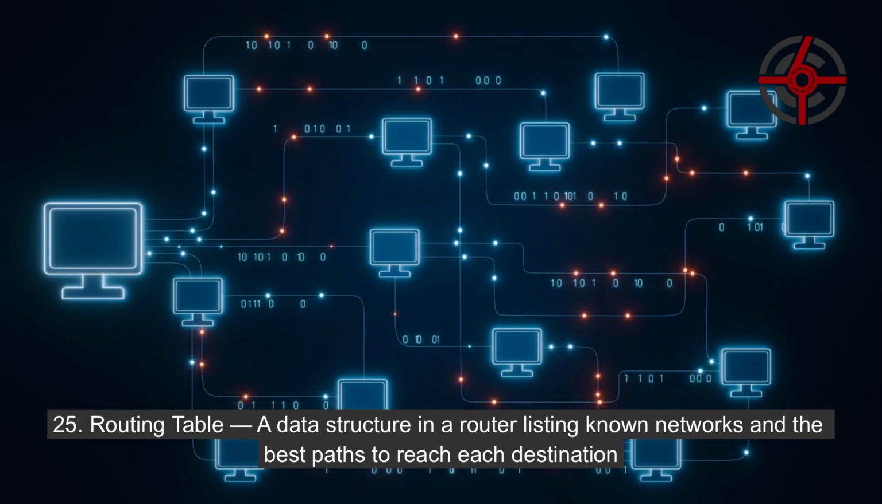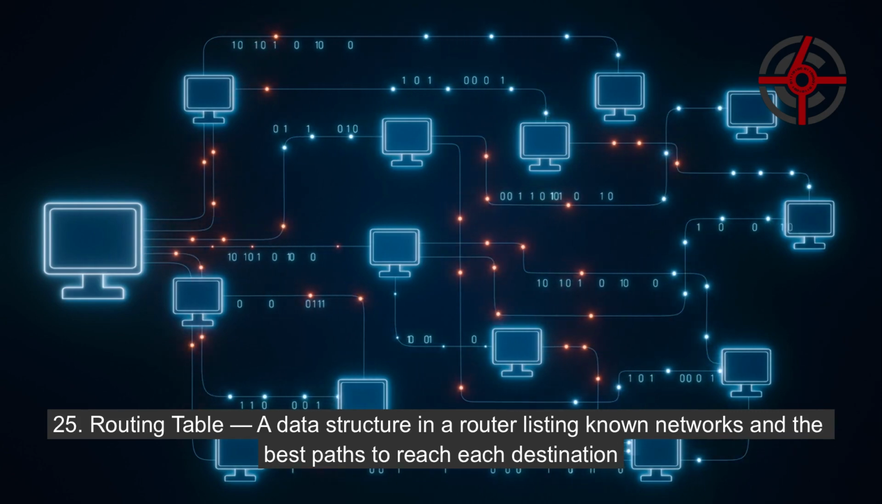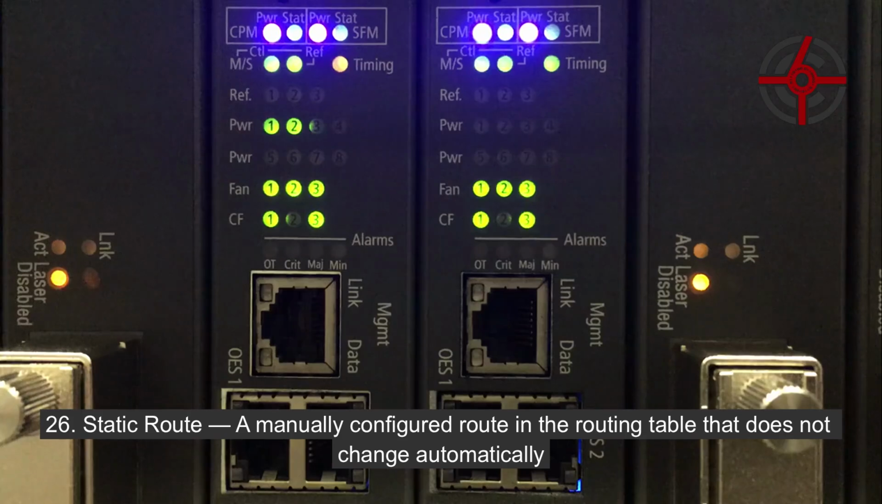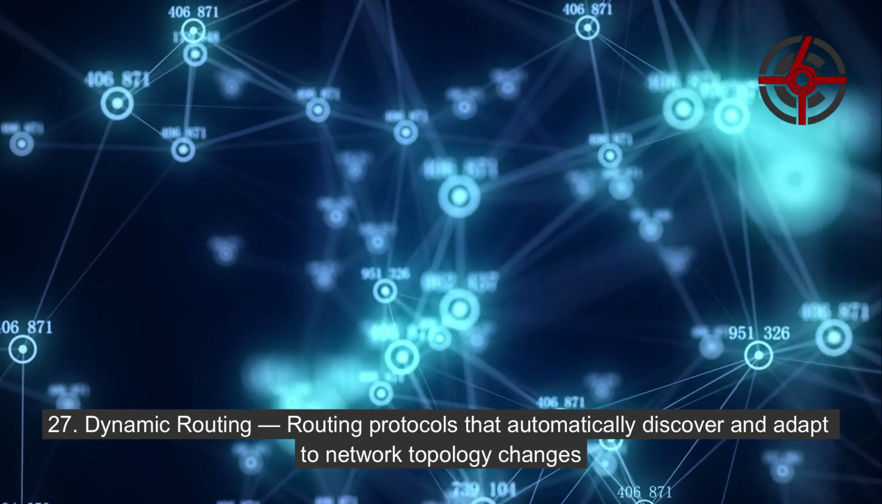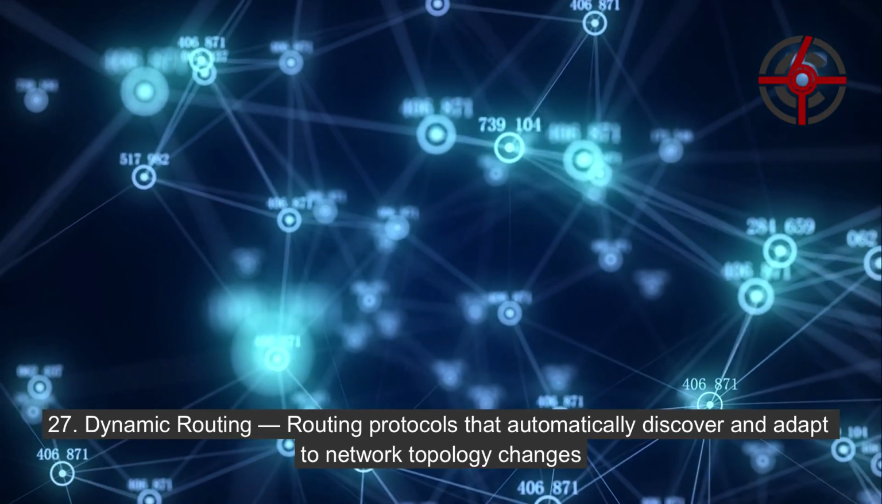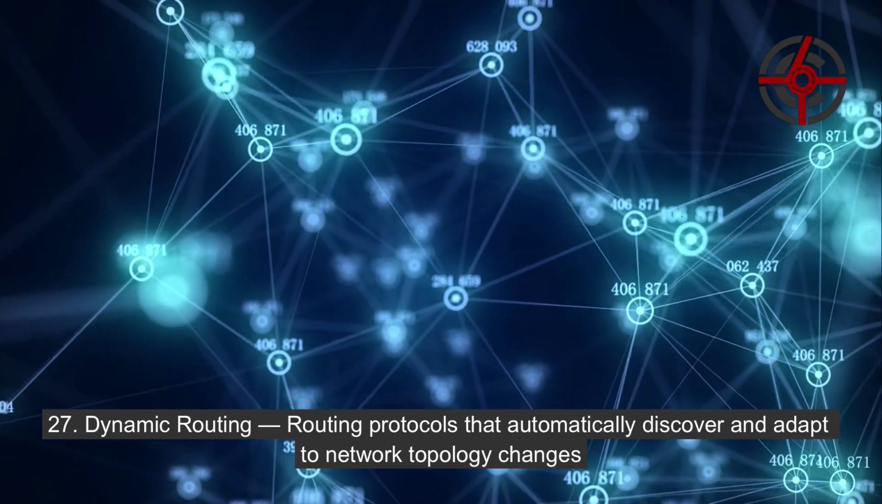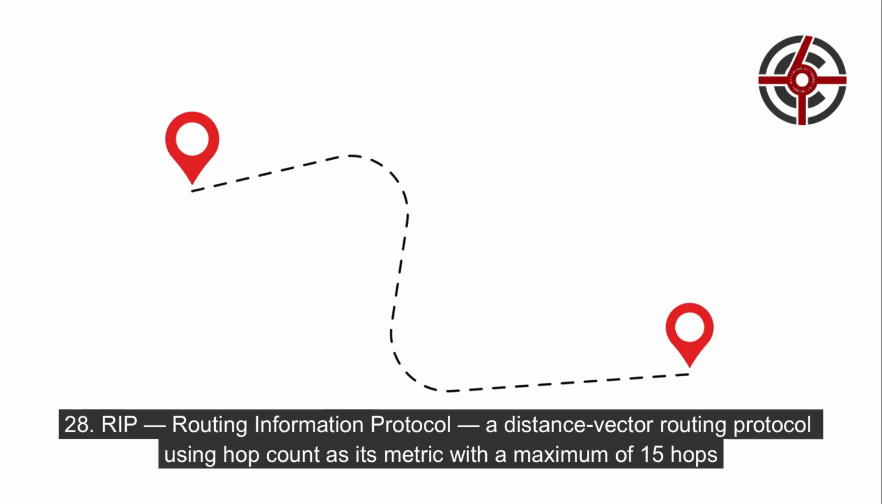25. Routing table, a data structure in a router listing known networks and the best paths to reach each destination. 26. Static route. A manually configured route in the routing table that does not change automatically. 27. Dynamic routing. Routing protocols that automatically discover and adapt to network topology changes. 28. RIP. Routing Information Protocol.